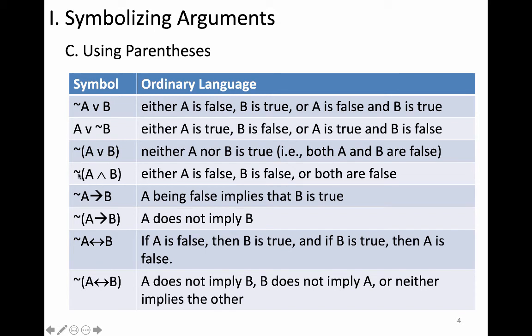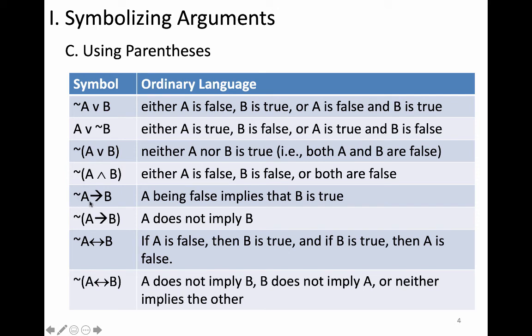How about this? Not A and B. So not (A and B). Then what I'm saying is it's not the case that both of these are true. What does it mean that it's not the case that both are true? It means that at least one of them is false. It's not saying both are necessarily false. It's saying at least one of them is false. So you can read it like this: either A is false, B is false, or both are false. That's what this formula says. At least one of them is false.